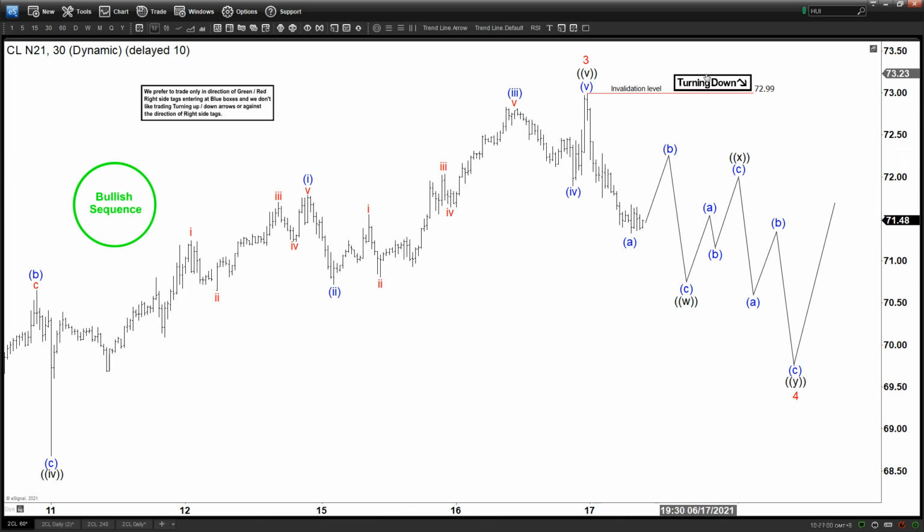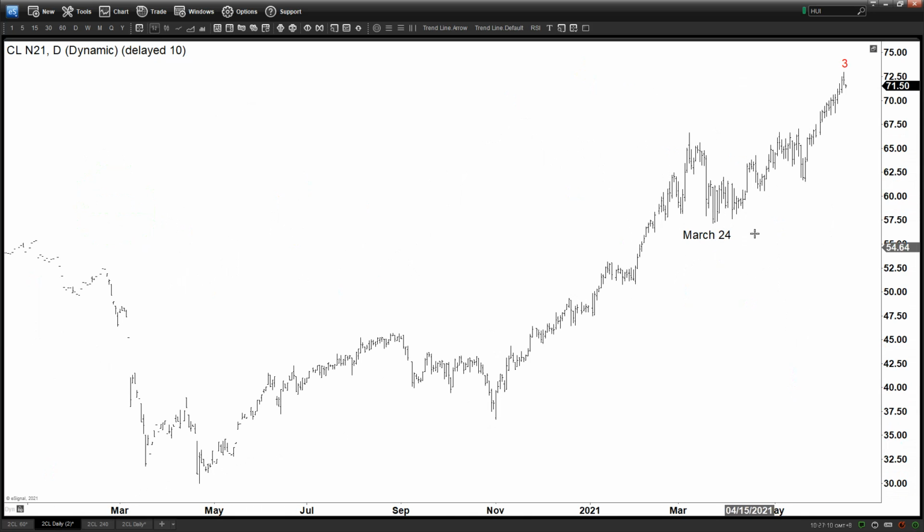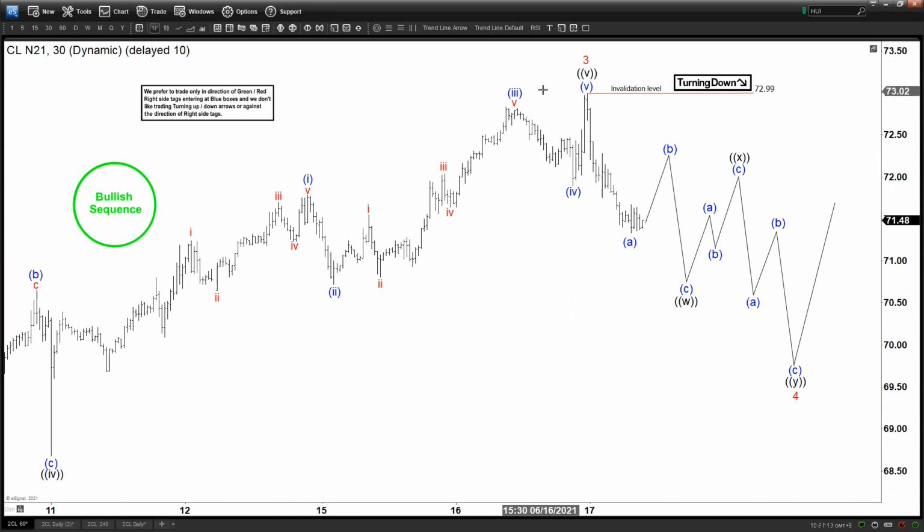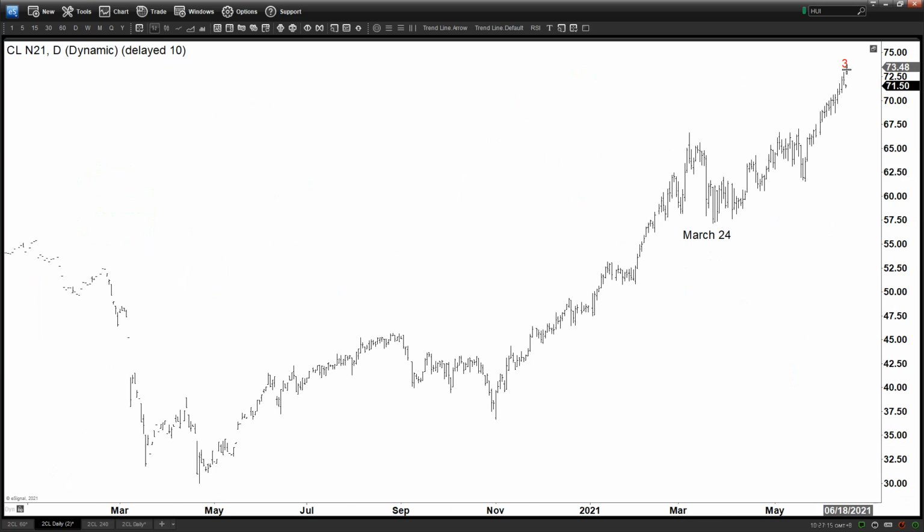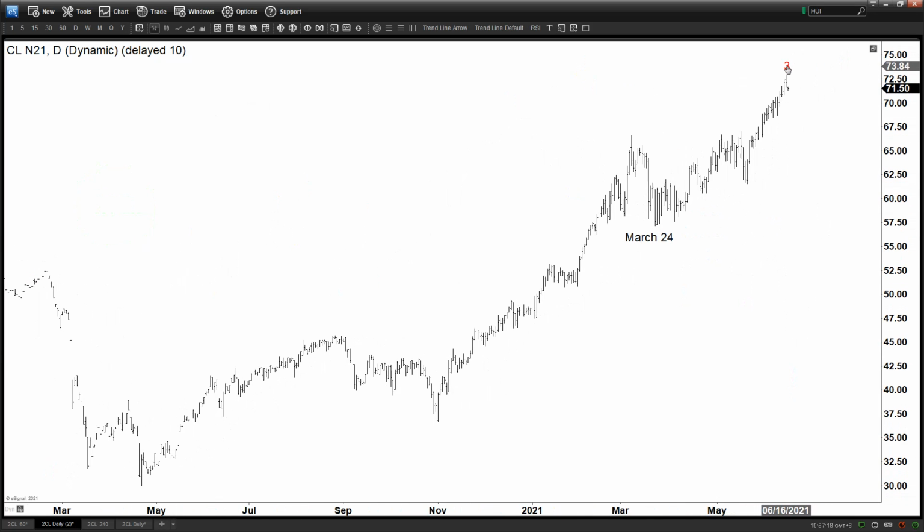Now let's take a look at zooming out a little bit. Also, you notice we have a bullish sequence, which means the right side is on the upside, right? If we zoom out here on the daily, I'm putting here wave 3 right here. Now we're talking about the cycle that started from March 24, so that means this is your 1 and 2, and then now wave 3. If you measure the extension here, we reached slightly above the 100% extension, right? And now starting the wave 4.